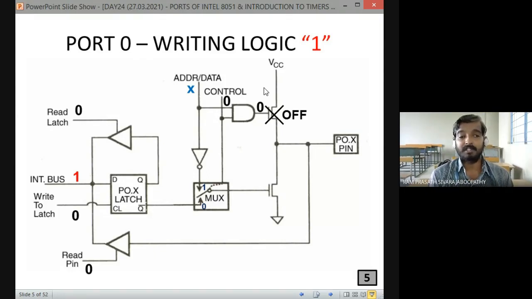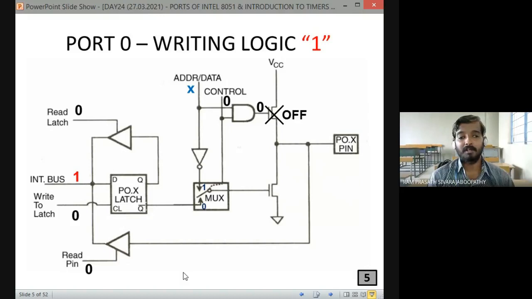For this particular thing, which instruction do we have to use? If I want to write a logic 1 on a port bit, which instruction do we have to use? Yes, SETB P0.x. X may be 0 to 7, any value you can use. Now, which of the signals will get enabled? Read latch, write to latch, read pin? With SETB we are going to write logic 1.